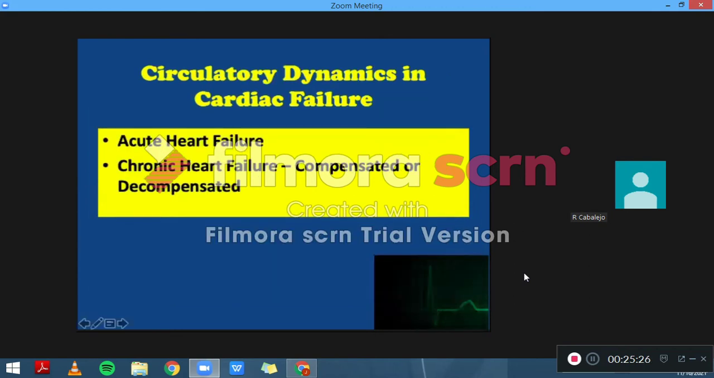So clinically, your CHF is classified as CHF with reduced EF versus CHF with preserved EF. So that's what we do in the clinic. So you identify these patients and then you classify them as CHF with reduced EF or CHF with preserved EF, the ejection fraction. Physiologically, which is in Guyton, it's classified as acute heart failure and chronic heart failure. And then chronic heart failure can either be compensated or decompensated. Usually, however, both are a spectrum of the same disease.